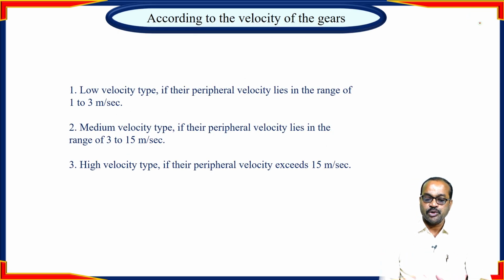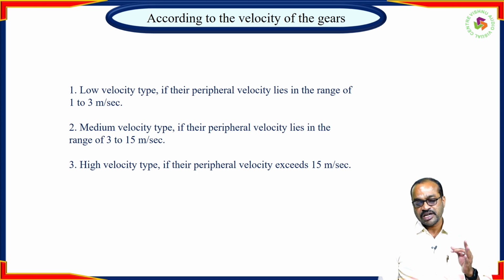Here I can show you the low velocity type of gear in the sense up to 3 meter per second. 1 to 3 meter per second is called low velocity gears. 3 to 15 is medium velocity gears. If the speed or velocity is more than 15, it is called high velocity gears. Okay, so this is the second category according to the velocity of the gears. Three types: low, medium, high. Low in the sense up to 3 meters per second, medium 3 to 15 meter per second, and the third one, high velocity gears, means more than 15 meter per second.